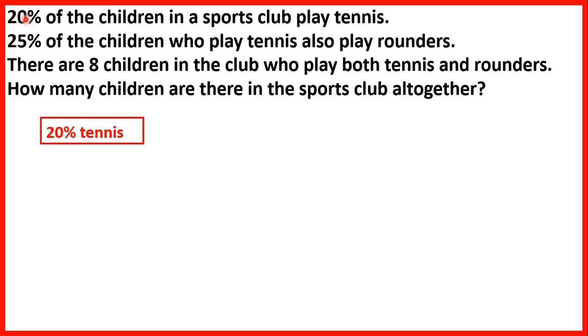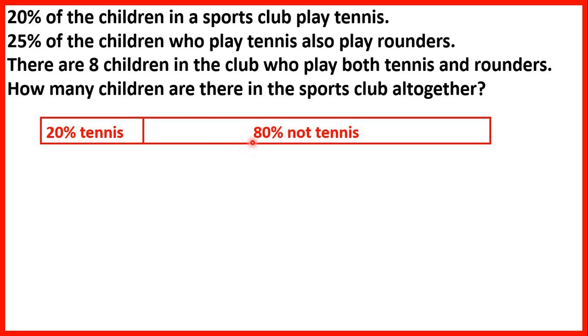So we know that 20% play tennis, which means that 80% do not play tennis, because percentages need to total 100%. Now we also know that 25% of the children who play tennis, so 25% of the 20%, also play rounders. Now 25% or 25 hundredths can be simplified to 1/4.